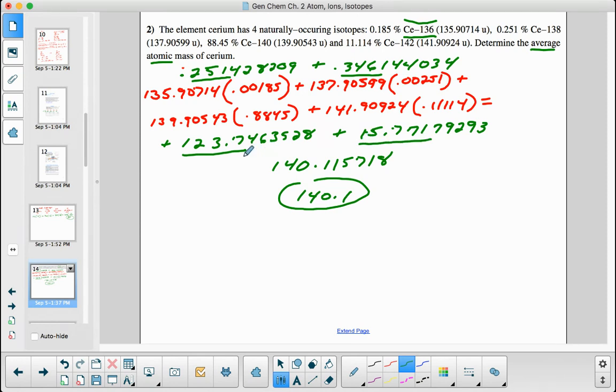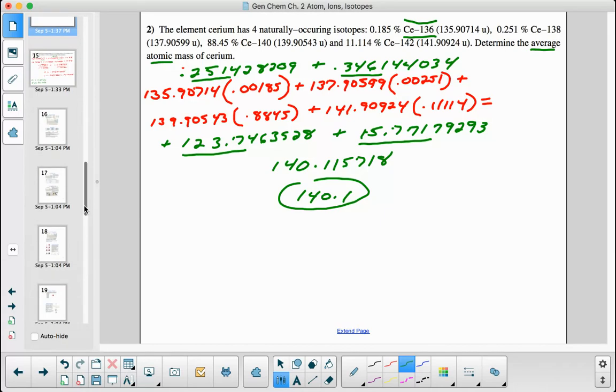But now I'm adding, and so the rule for addition says I can only go 1 place past the decimal point, because I've gone 3 places here to get my 3 sig figs. Now I can only go 1 place past the decimal point because it's all addition in this step. So my actual answer, according to sig figs, is 140.1. I just thought I'd throw in the sig fig application there. Thought it might be helpful.